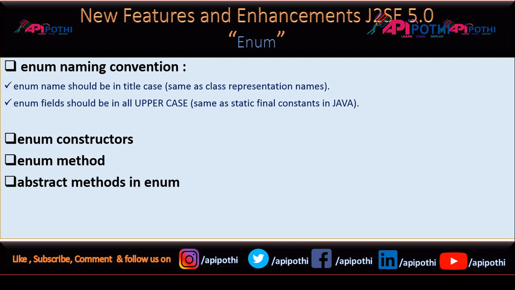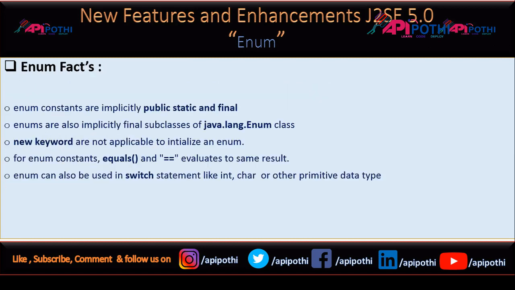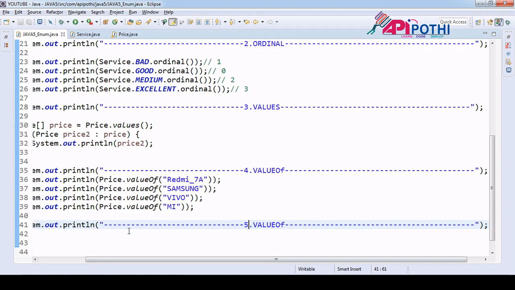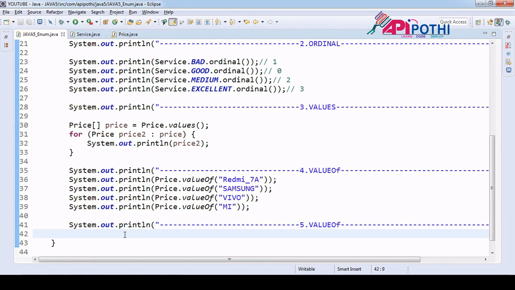Now, the enum constructor, we already understood how to write it. Enum methods, we already understood how to define or declare the method. Abstract method in enum means an unimplemented method, that we also declared. Now since we declared the method, our responsibility also is to call that method, right?